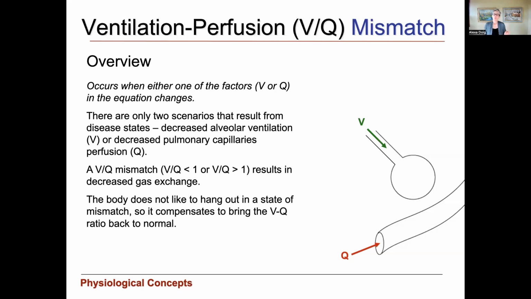Now, that's not the important part, because we know that already. We know if we're not ventilating well, we're not getting good gas exchange. If we're not perfusing the lungs well, we're not getting good gas exchange. So we end up with hypoxemia and hypercapnia.